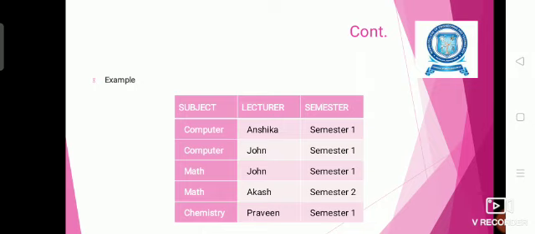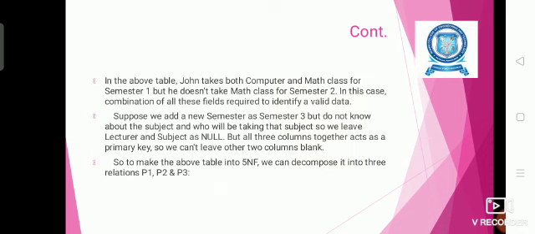That relation has three attributes: subject, lecturer and semester. We can see semester 1 has subjects like computer, maths and chemistry. And the same subject computer is handled by two different lecturers for the same semester. So we can see semester 1's computer is handled by two lecturers, John and Anshika. Also, John is taking another subject, maths, for semester 1. So all these things are available in the original table.